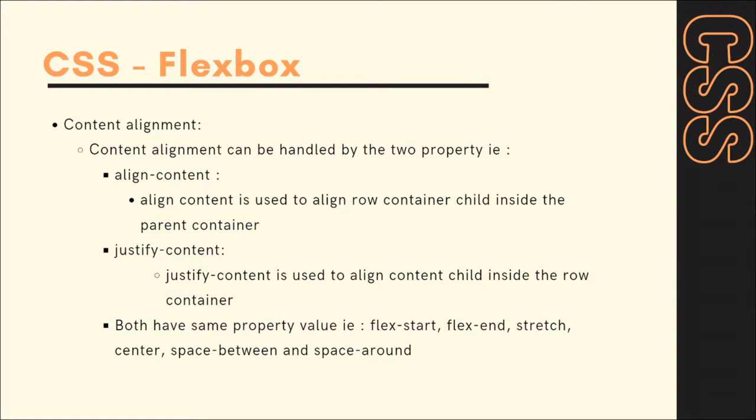The content alignment can be handled by two properties, align content and justify content. The align content is used to align row container children inside the parent container, and justify content is used to align the children inside the row container. Both have the same property values such as flex start, flex end, stretch, center, space between, and space around. We will check this in action also.